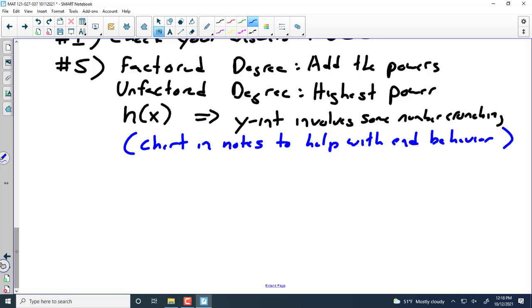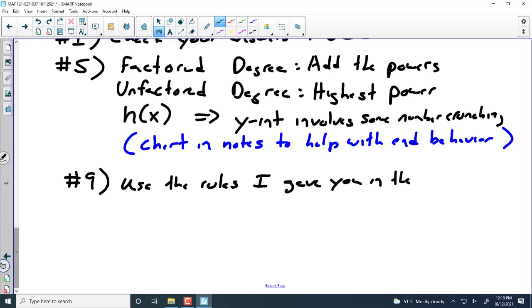And then finally, number 9, use the rules I gave you in the notes. If you did not get a chance to do it yet, try to do number 9 without looking at any notes first, and then go back and look at the notes. But that is a very, very good drill for domain, vertical asymptote, horizontal asymptote, x-intercept, and y-intercepts.